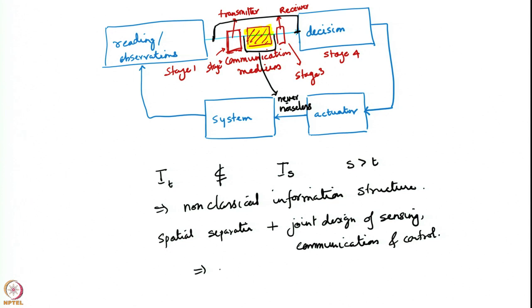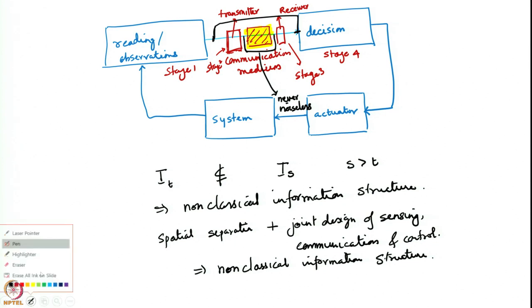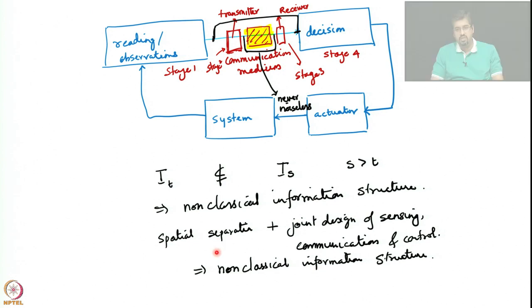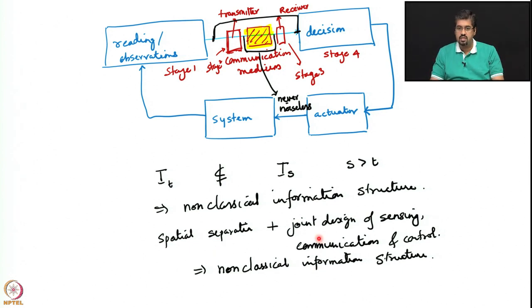This is giving us a non-classical information structure. Now here, this leaves us at an interesting stage. We have found that once there is spatial separation and we are talking of joint design of sensing, communication and control, then there is always a non-classical information structure at play.